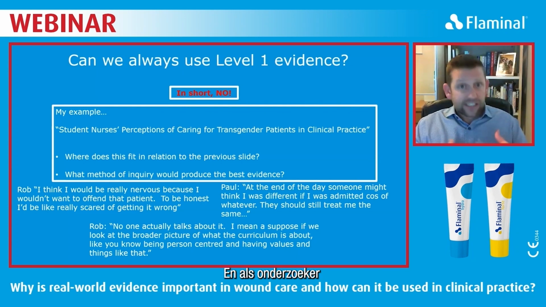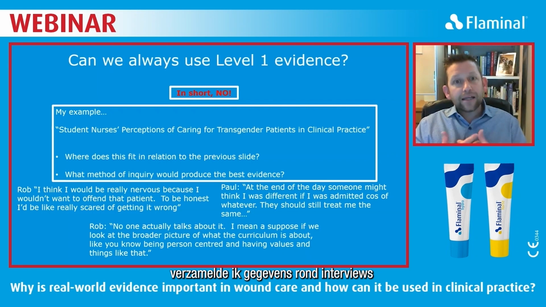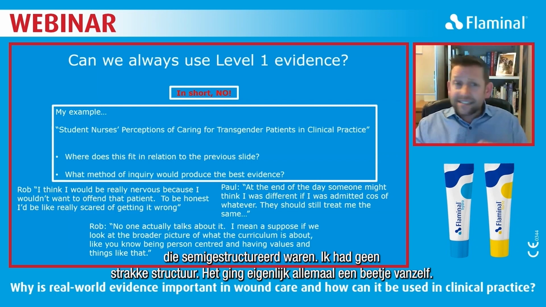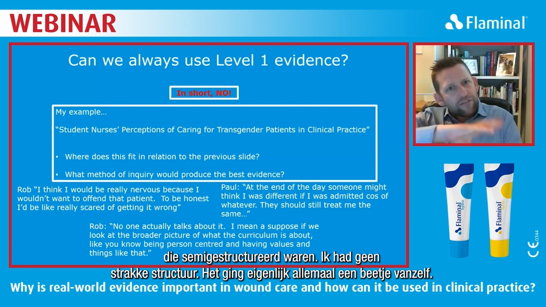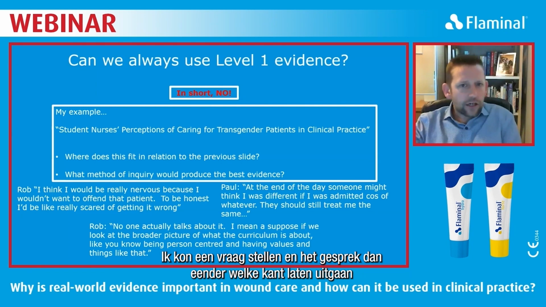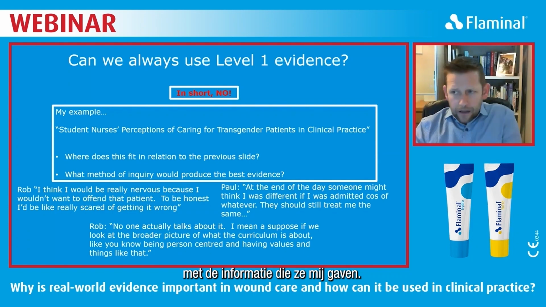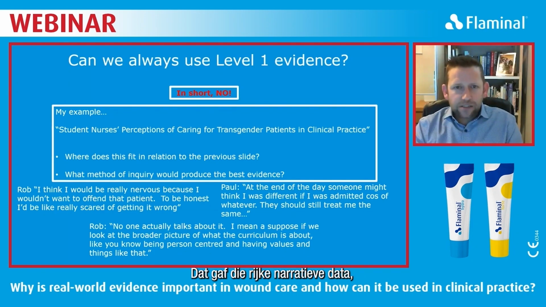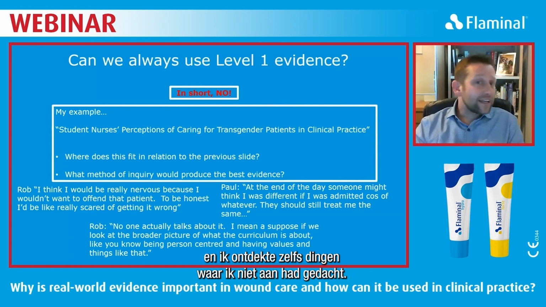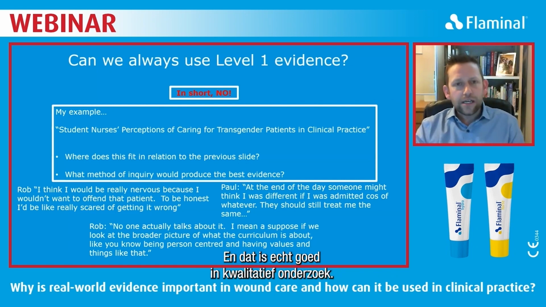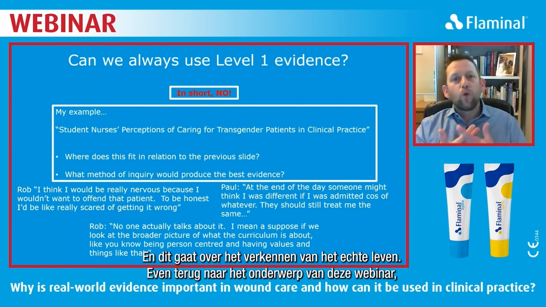And as a researcher, I kept my data collection around interviews that were semi-structured. I didn't have a rigid structure. It was quite free-flowing. I could ask a question and then take it wherever that participant was going with that information they were giving me. That gave that rich narrative of data, and actually I found things that I hadn't thought of, and that's really good in qualitative research. And this is about exploring real life.